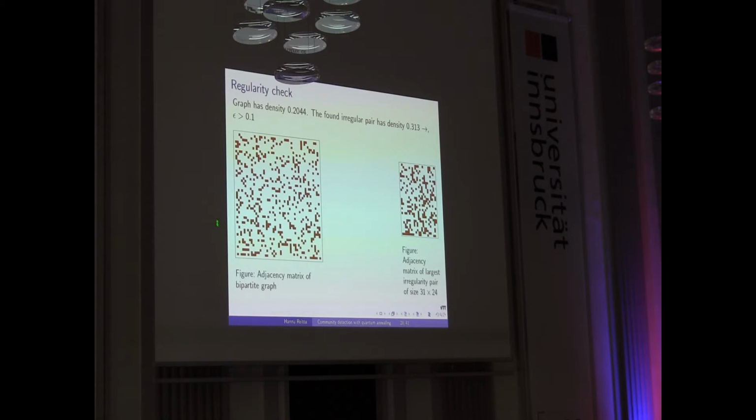So this was the original whole bipartite graph. The links between are described by this, and this is the found subgraph's adjacency matrix. And the whole graph has density 0.2, and this extremal subgraph 0.3, so the epsilon is not too small.